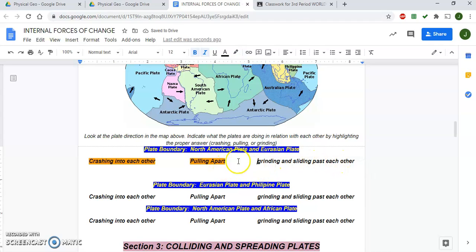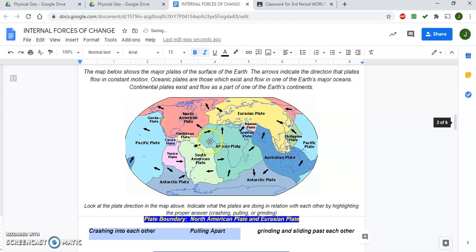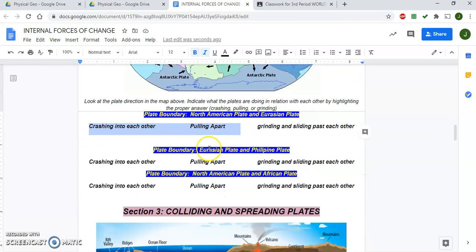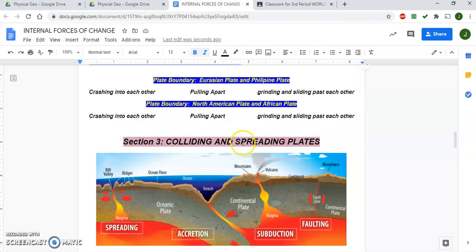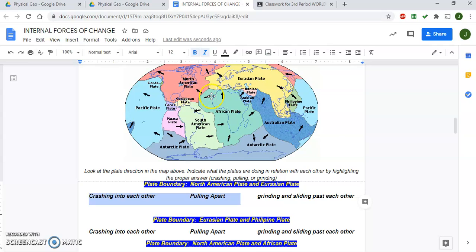Or are they grinding and sliding against each other? Okay, so that's how you're going to answer those. All you have to do is look at the plates, look at the arrows, and find the plates and see what they're doing with each other. And then finally, as plates collide and spread, they create certain things.